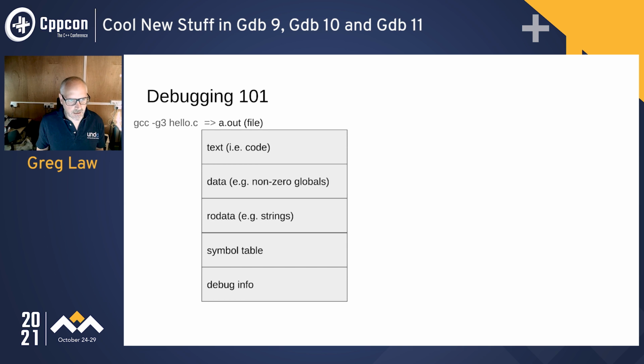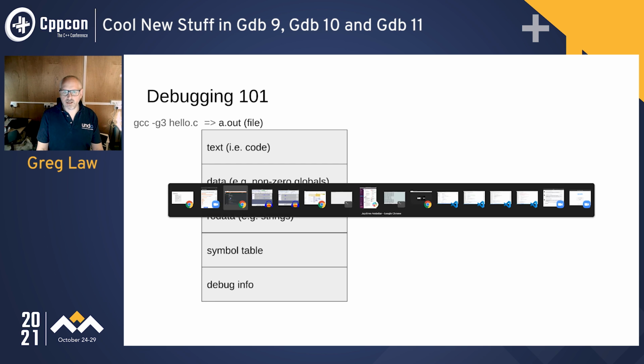That's going to contain a bunch of sections. This is a simplified version, the reality is more complex, but we have the text section, which is basically code. I think it just gets called text for historical reasons. The data section is what you might imagine. But there's also rodata, read-only data, so strings and consts, and a symbol table and some debug info, and actually a whole bunch of other stuff. Let's have a look at what that looks like.